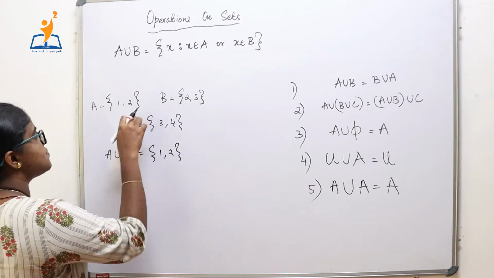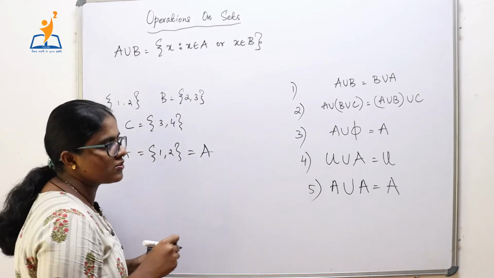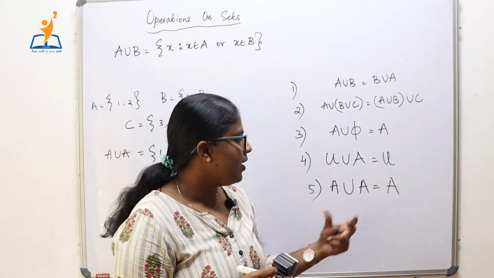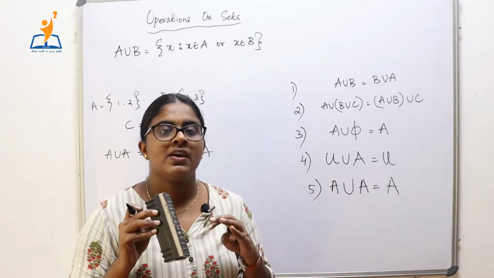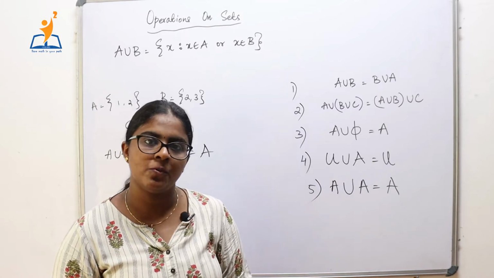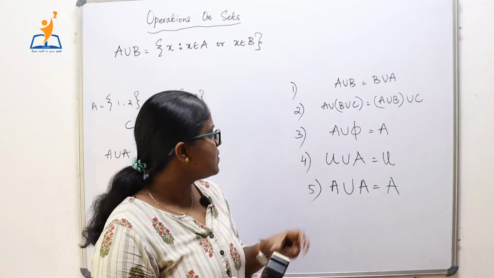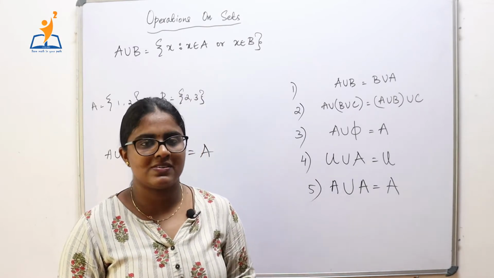That is all the elements from A and all the elements from A, that is A itself. This is also called the idempotent law. That is A union A is equal to A. That is, the union of the same sets will always be equal to that set itself. So these are the 5 properties regarding union of sets.